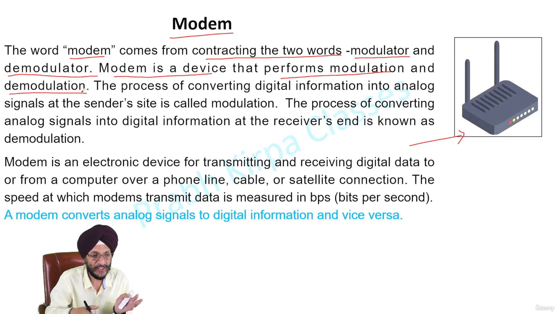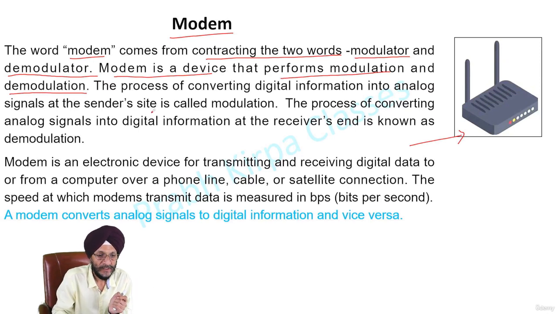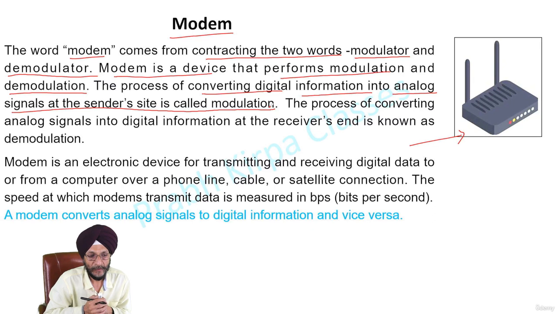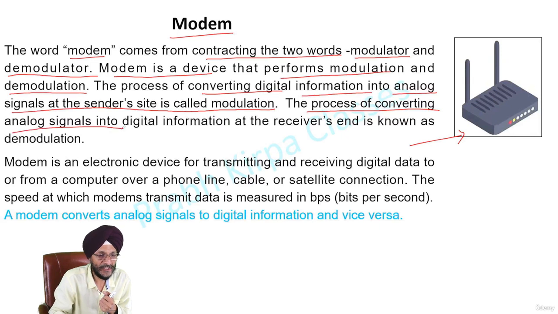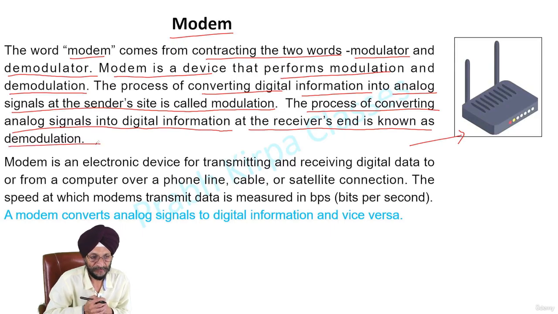Now, what is modulation? What is demodulation? The process of converting digital information into analog signals at the sender's site is called modulation, and the process of converting analog signals into digital information at the receiver's end is known as demodulation.